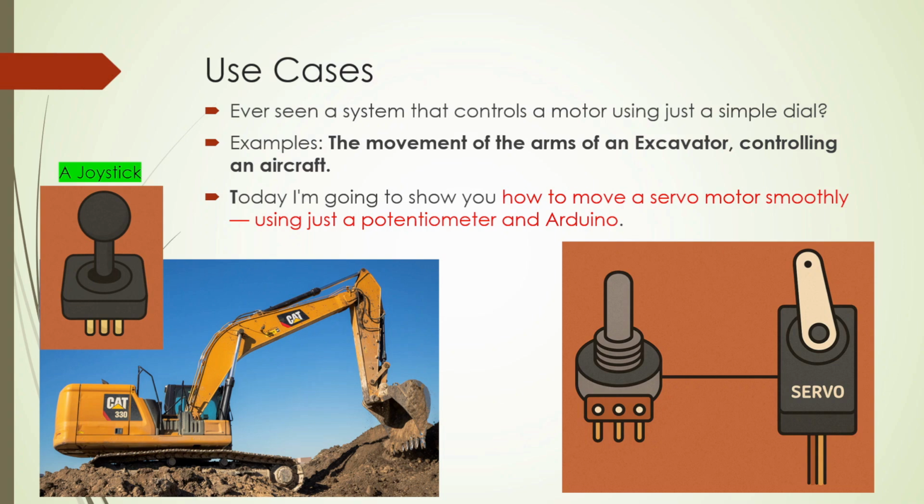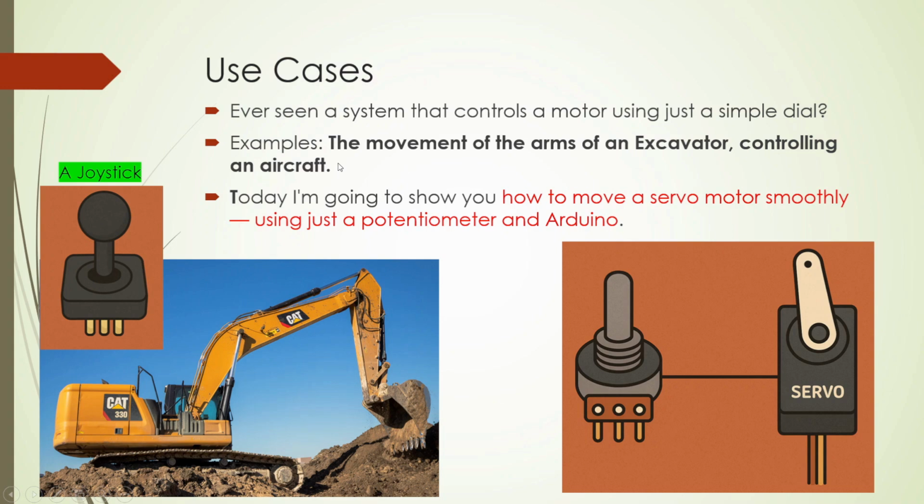One example is the movement of the arms of an excavator. So you can see the photograph below. How are the arms of the excavator moved? They are moved using a joystick kind of thing. A joystick is nothing but a combination of switches and potentiometers.